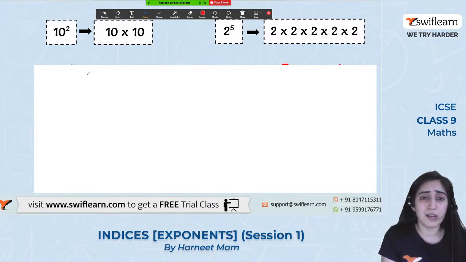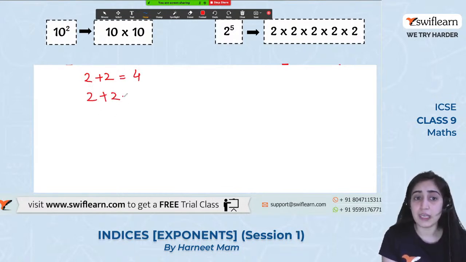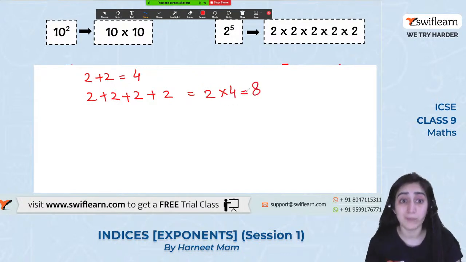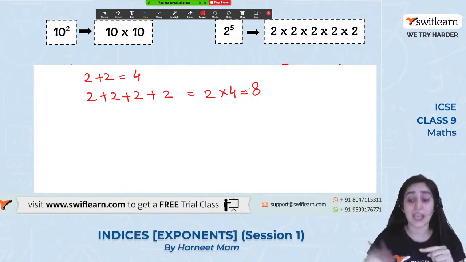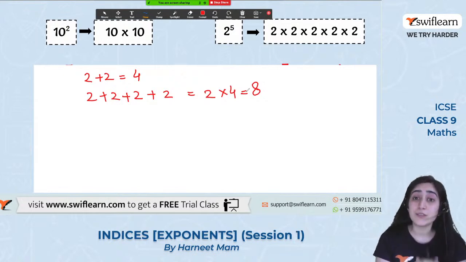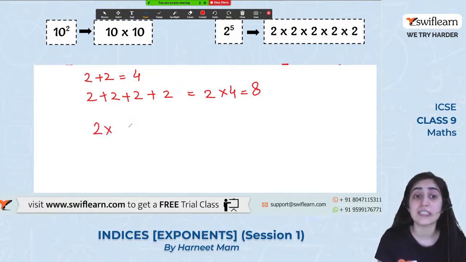जब हमने simple करा कि हमने 2 plus 2 करा, we got answer 4. Then we realized that when we keep on adding the same number, what did we invent? We invented 2 into 4, then we got the same answer at 8. That is what is multiplication, guys, right? When we keep on adding the same number again and again, we move to multiplication. But in terms of indices, what is happening is here we are just multiplying the same number.